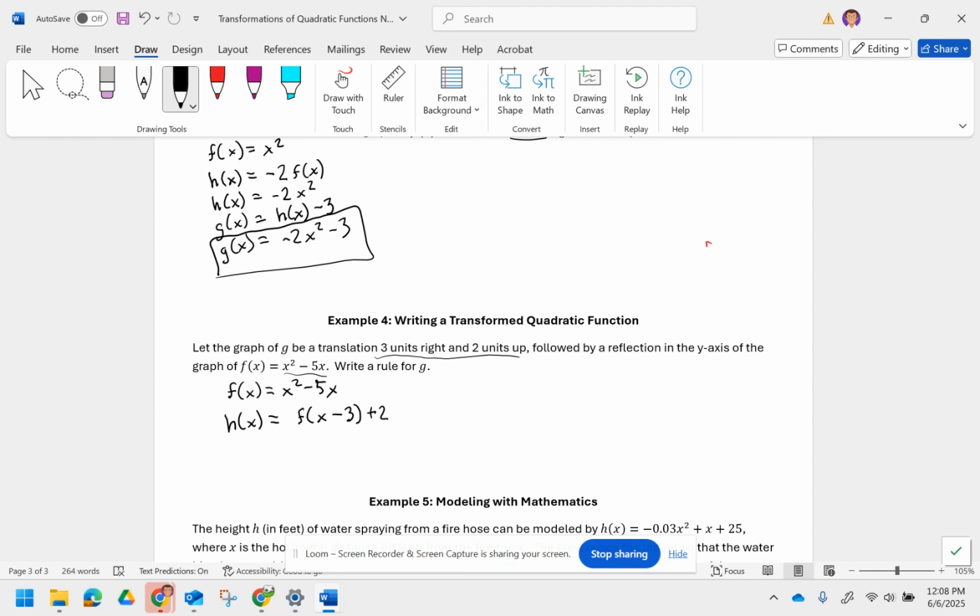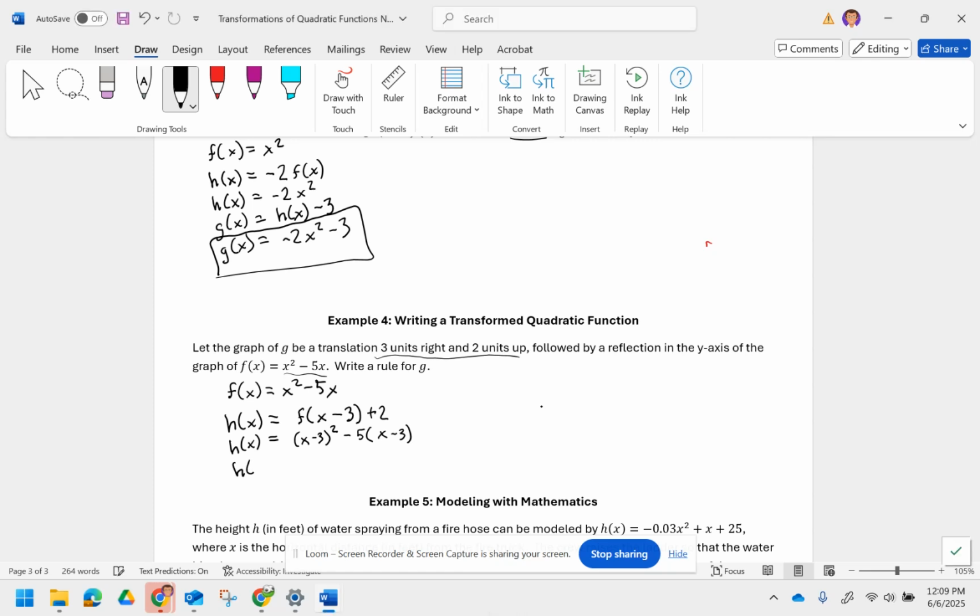All right, so let's look at how that simplifies. What we have to do is anywhere we see an x in the f of x equation, we're going to replace that x with x minus 3. So rather than x squared, we have x minus 3 squared. Rather than minus 5x, we're going to have minus 5 times x minus 3. So wherever the x was, I put parentheses and then changed it to x minus 3.